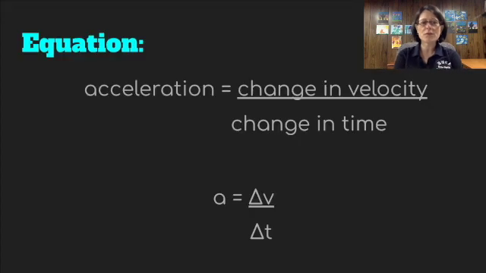So the equation for acceleration is acceleration equals the change in velocity over change in time. Or writing it in symbols, a equals delta v over delta t. And remember, we use velocity and speed pretty interchangeably, except the only difference is velocity has direction. So because we're using velocity with acceleration, this is another one of those vectors. Acceleration has magnitude and direction.